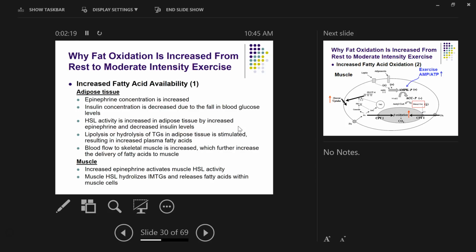One is the availability of fatty acids is increased because of hormonal levels, particularly catecholamines, epinephrine levels increase, and so that can stimulate lipolysis from adipose tissue, release fatty acids, and it also stimulates the intramuscular triglyceride hydrolysis, right? So they're both sources of fatty acids available for oxidation in muscle, and also because the blood flow has increased during exercise, so that can also help deliver the fatty acids from fat tissue to the muscle.